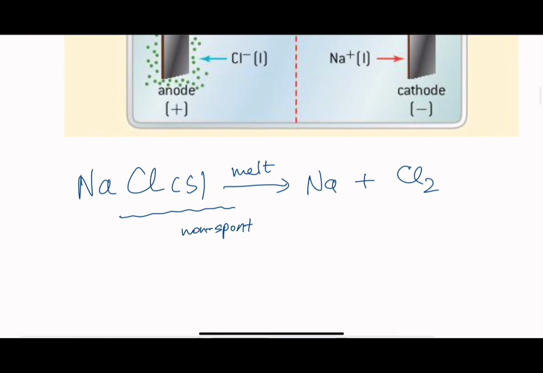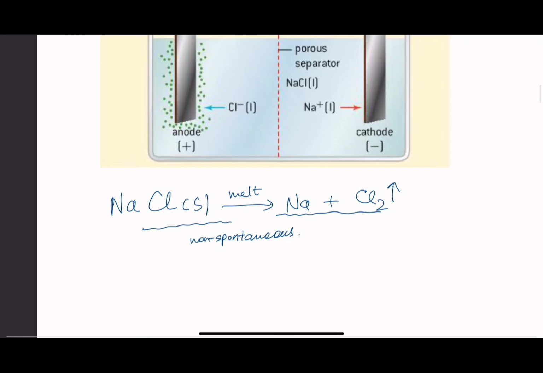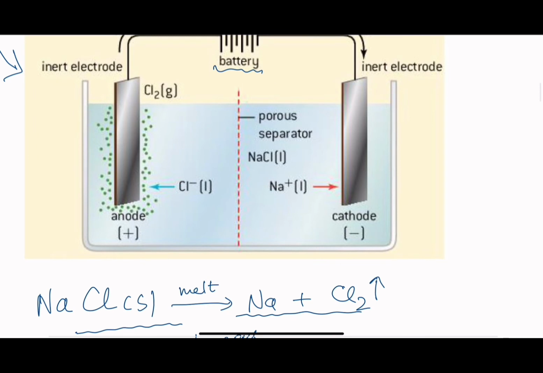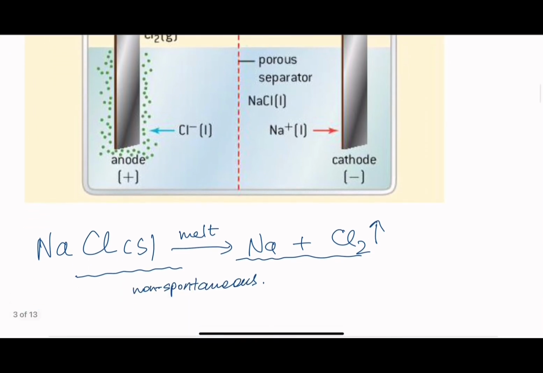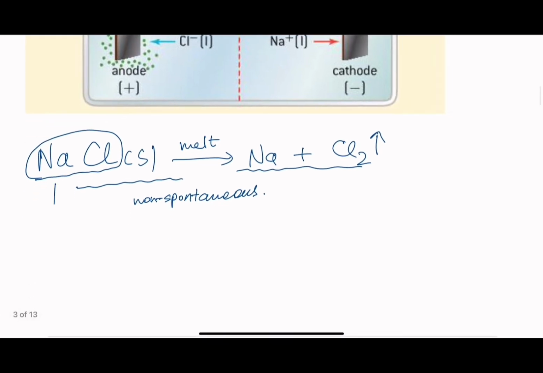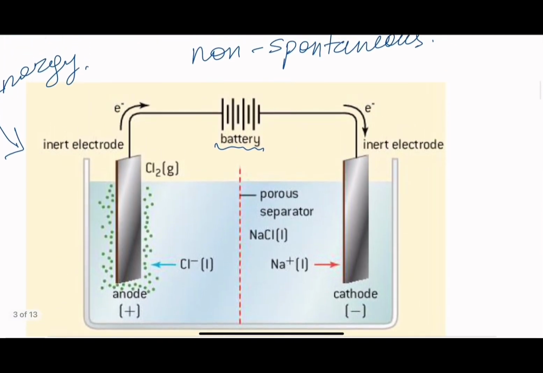And we use an electrolytic cell in order to make this non-spontaneous reaction happen. The chlorine is coming out as gas. So let's write this one in here. Sodium chloride was given as a solid, and then we melted it down. When you melt it down, it becomes liquid, right? And when it becomes liquid, it makes two ions, sodium plus and chloride minus, the table salt. And then we insert two electrodes.